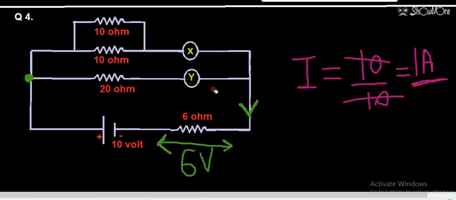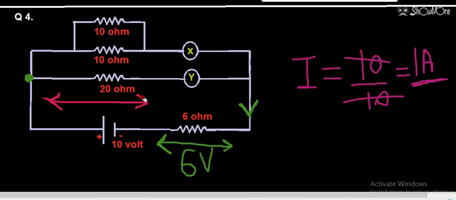4 volt. Total voltage is 10 volt. 6 volt is dropping here. Then the remaining voltage is obviously 4 volt. So that means 4 volt is the voltage that will drop across this 20 ohm.